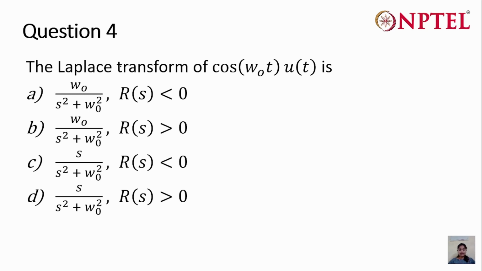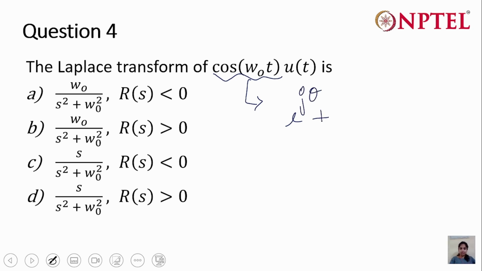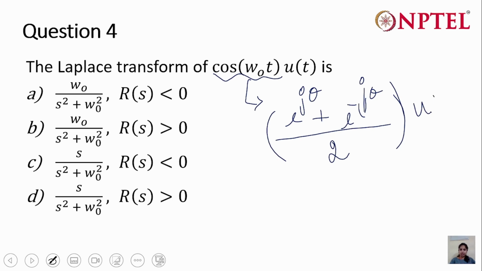Now, find the Laplace transform of cos of omega naught t into u of t. How can you write cos as e power j theta plus e power minus j theta by 2? So this into u of t is our signal. Basically, this theta is omega naught t here.